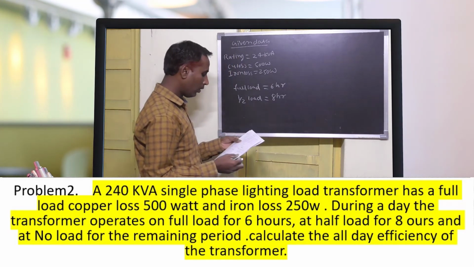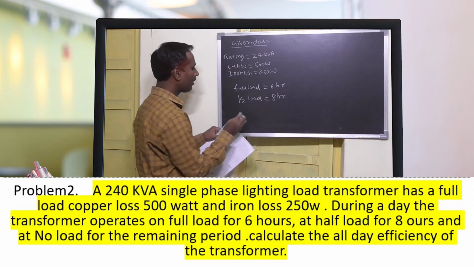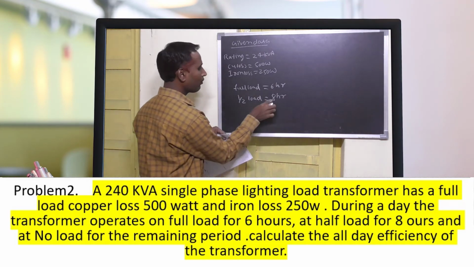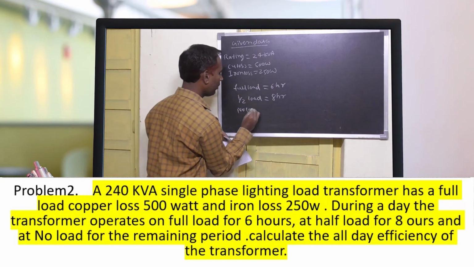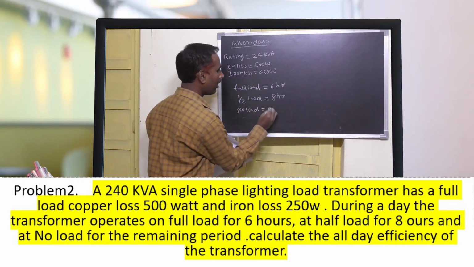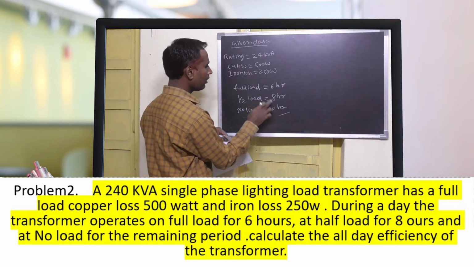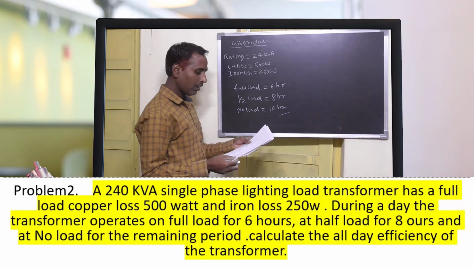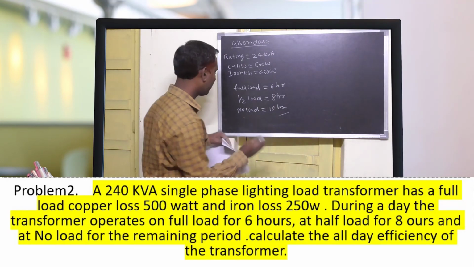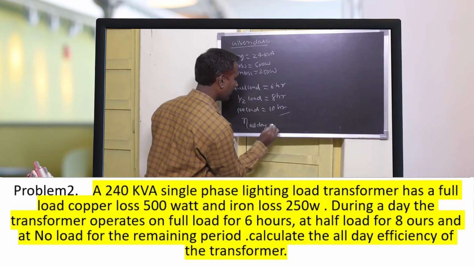And no load for the remaining period. How much is no load? 10 hours. 24 minus (8 plus 6). No load is 10 hours. Correct? 6 plus 8 plus 10, 24 hours total. Now calculate the all day efficiency. We have to find out the all day efficiency.